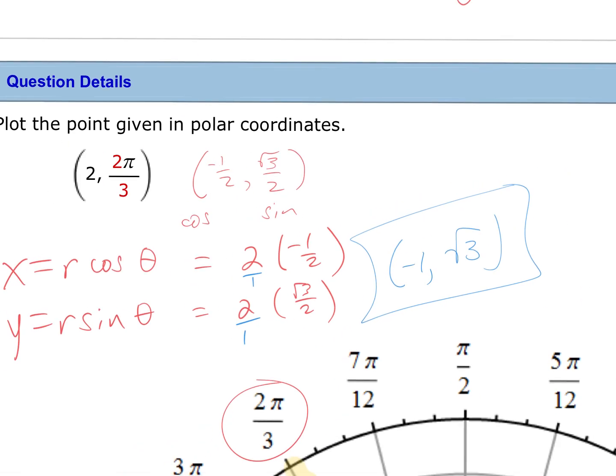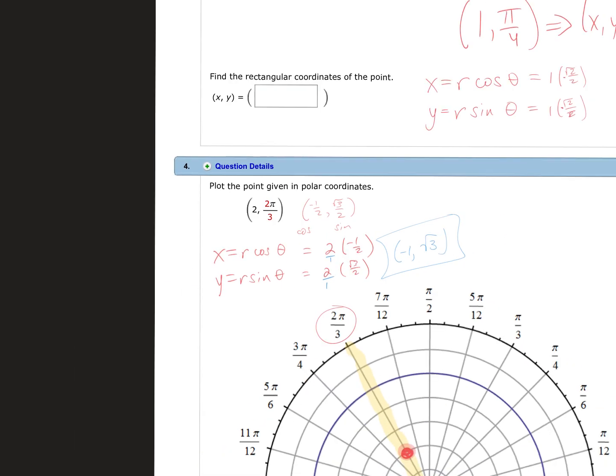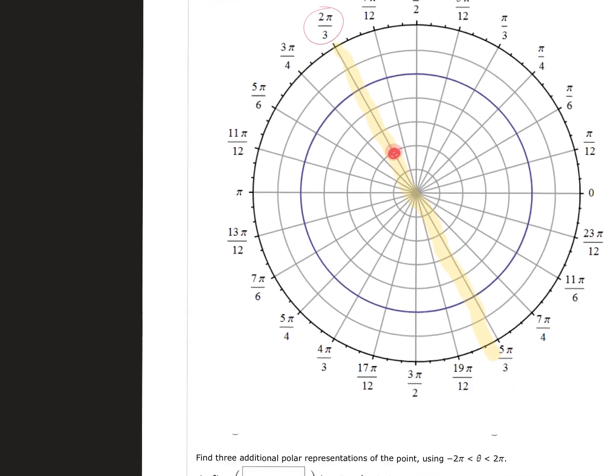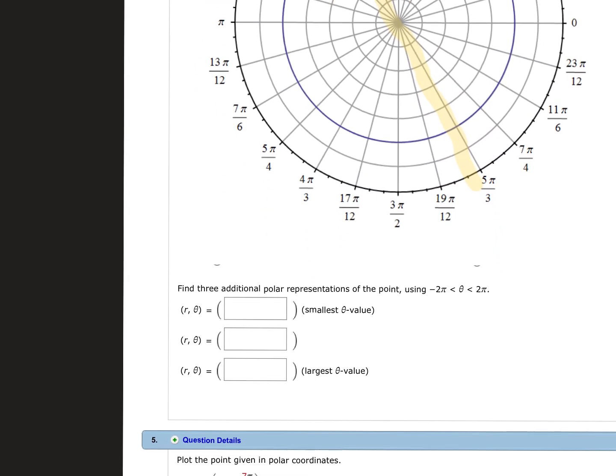It's 2 root 3 over 2. Those would cancel. Do you guys have any questions about how to go from polar to rectangular? All right, if the question asks you to find 3 additional points. Now, some of you were like, I don't know about the smaller and the larger.